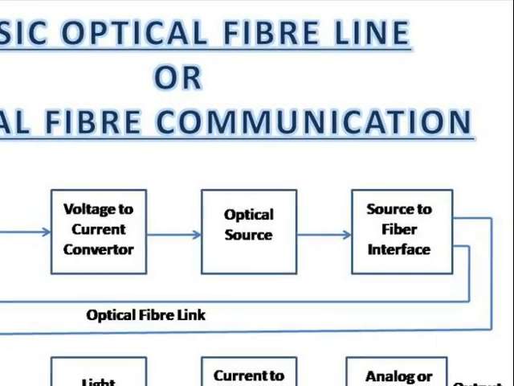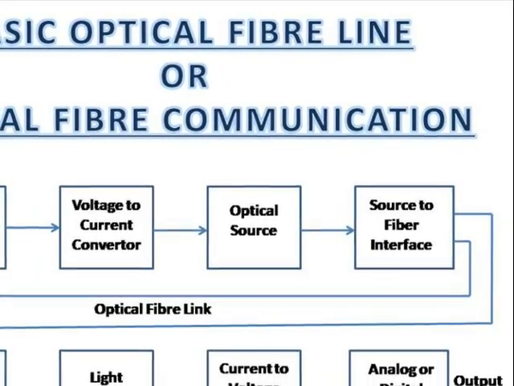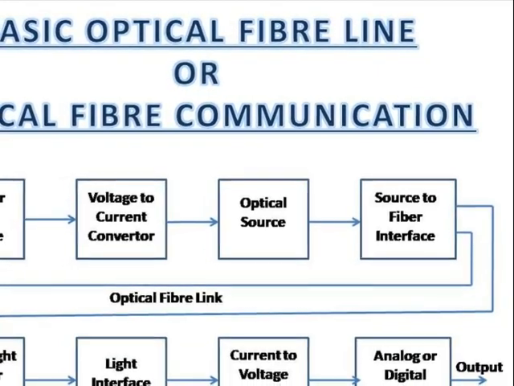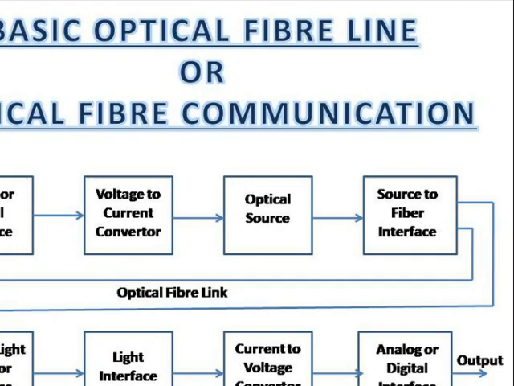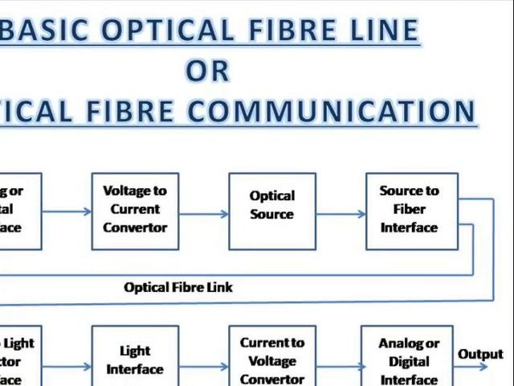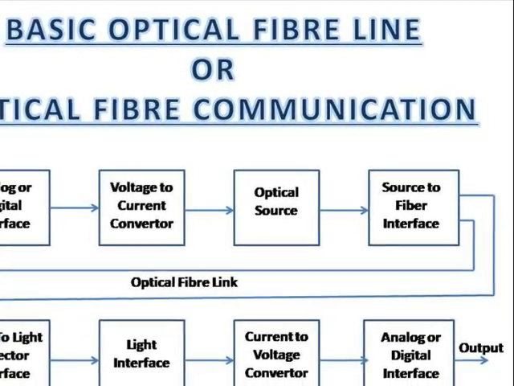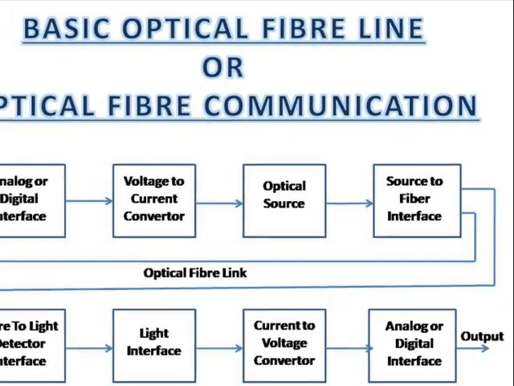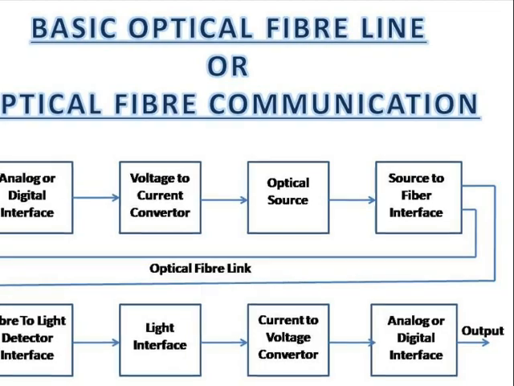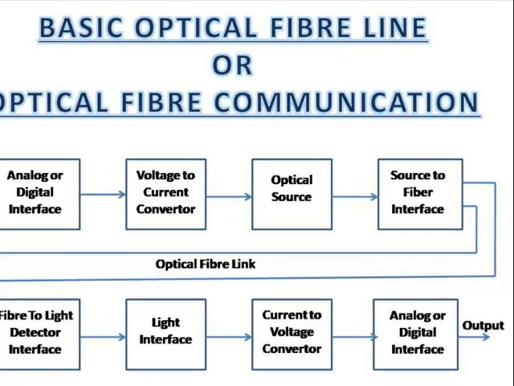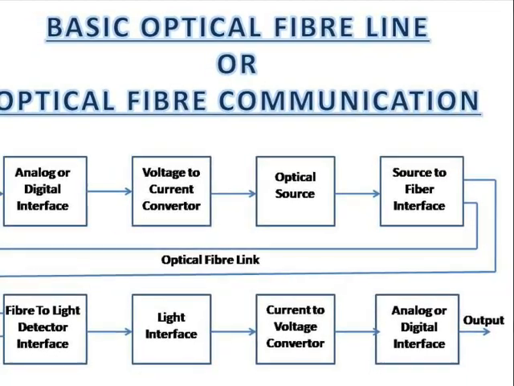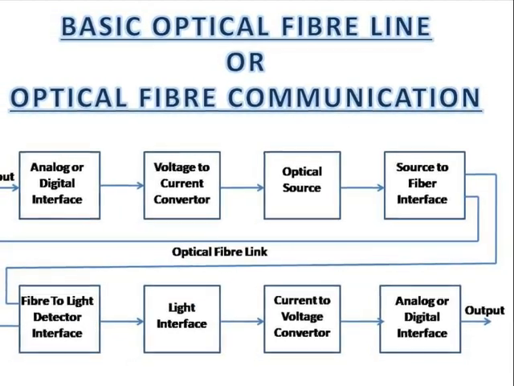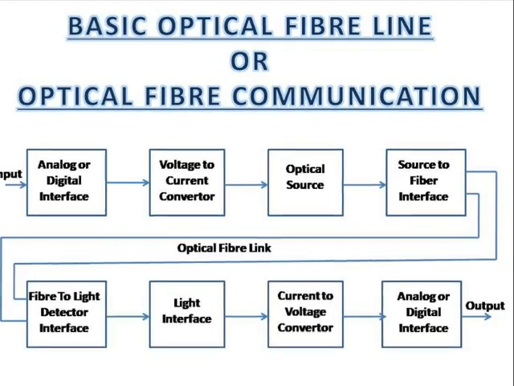Basic optical fiber line system. In this basic optical line system, initially we have a transmitter signal. The transmitter converts the digital signal into an optical signal. The optical signal is transmitted through the optical fiber, and at the reception end, the optical signal is again converted into the digital signal.